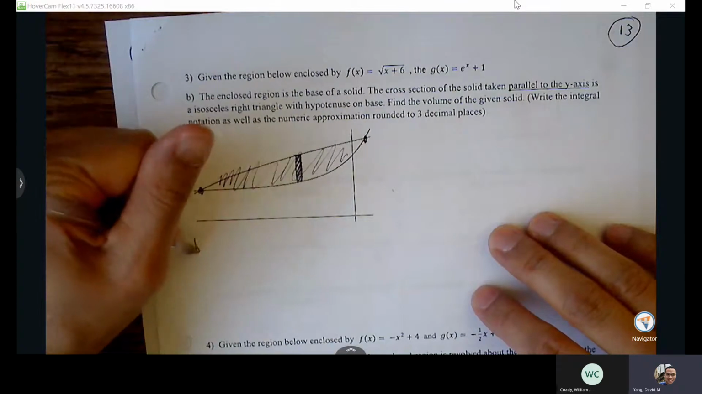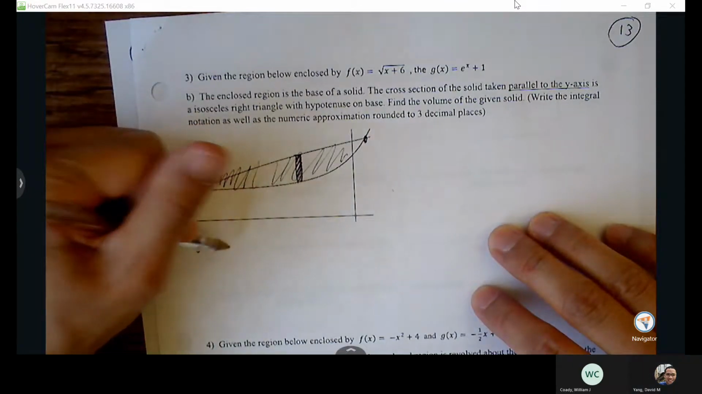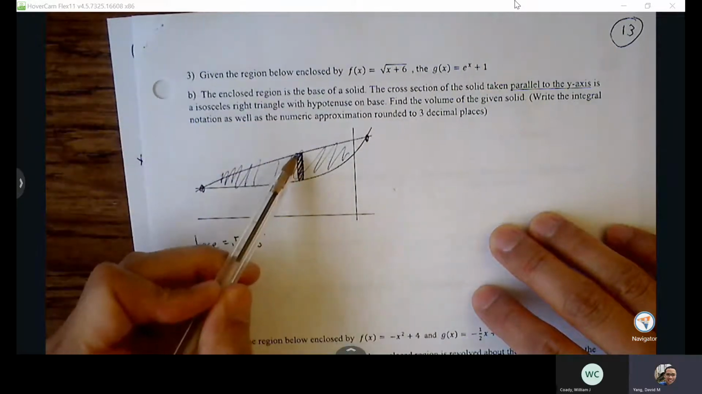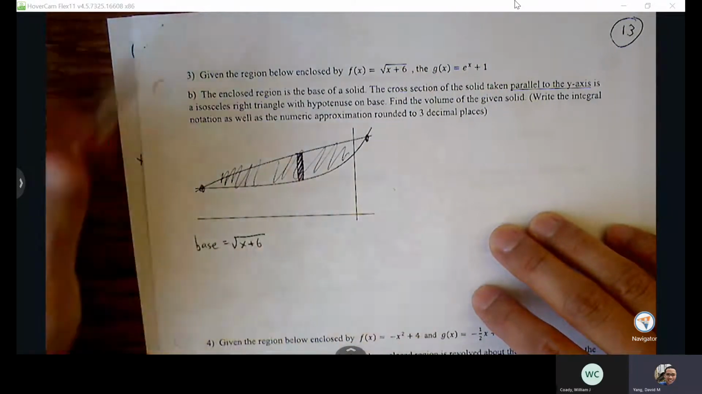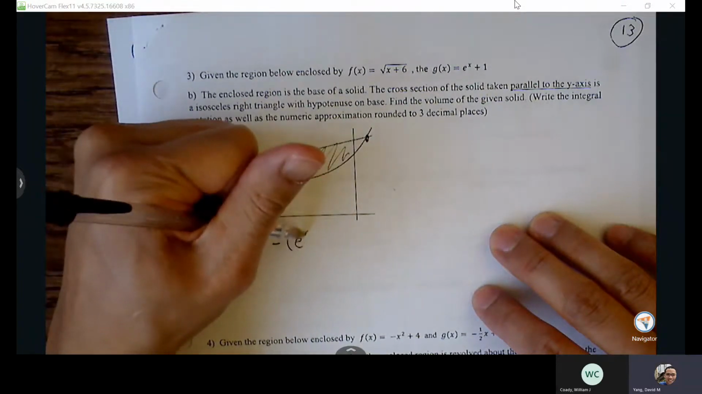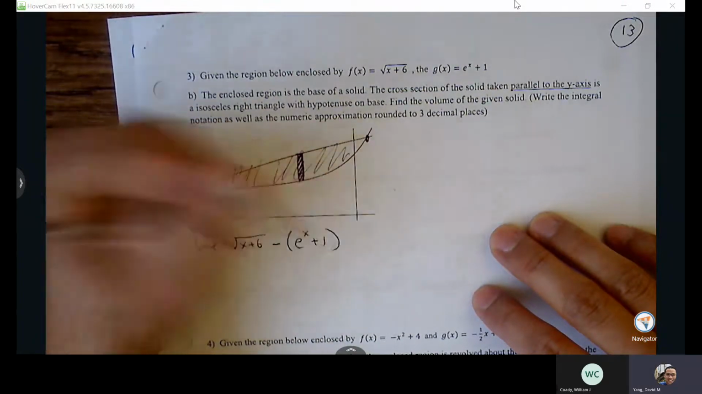Top minus bottom. Top is sitting at the square root, and bottom is sitting at the e to the x plus 1. Careful. Use a set of parentheses to protect that bottom function there.